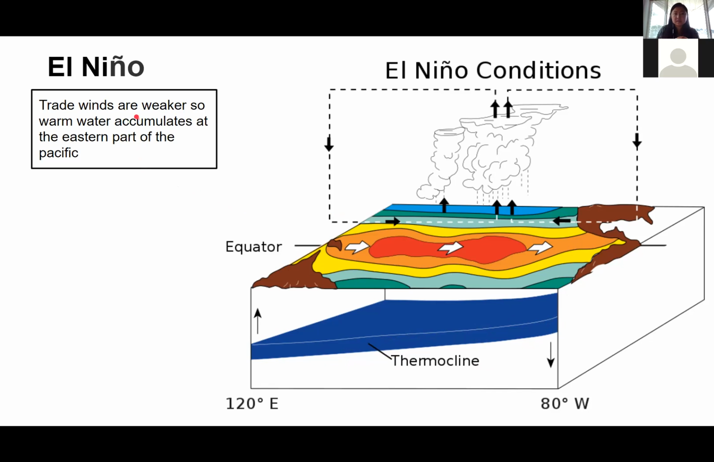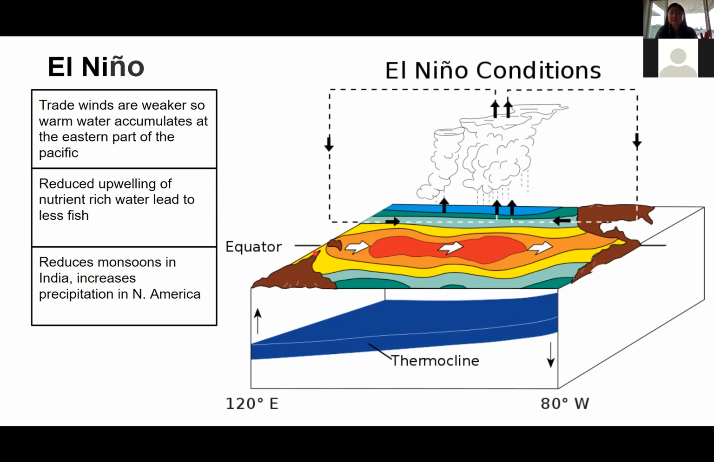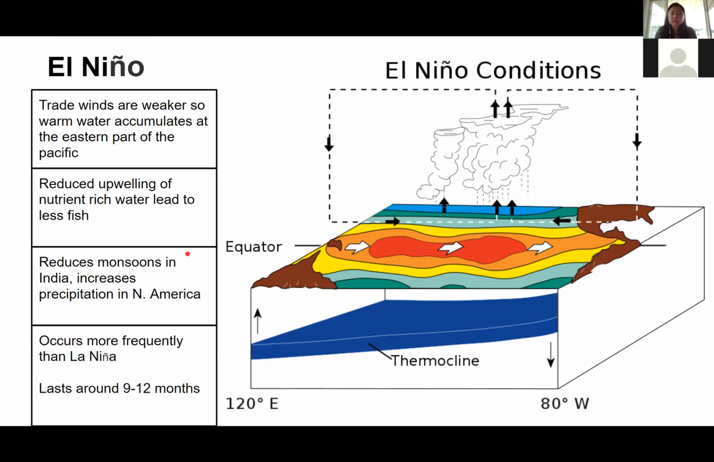All right. So trade winds are weaker, there's less upwelling and less nutrient rich water. You can think about the fisheries that year will probably not do as well, which is a bummer. So fisheries hate El Nino. There's also less water that hits India and Australia and the Asia region. And then El Nino happens more frequently than La Nina. Probably every 3 or 4 years, El Nino will happen.